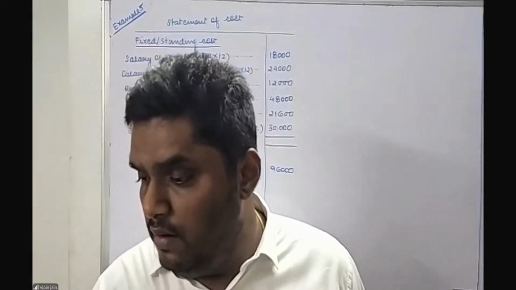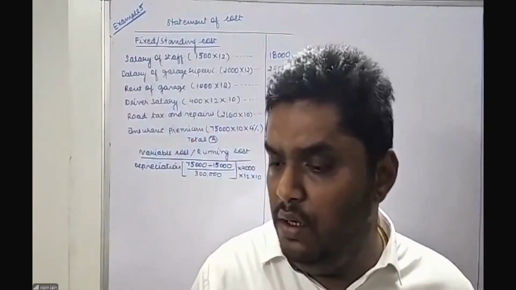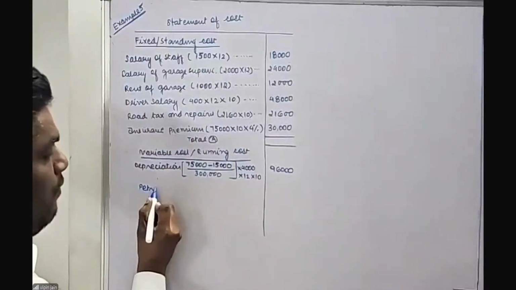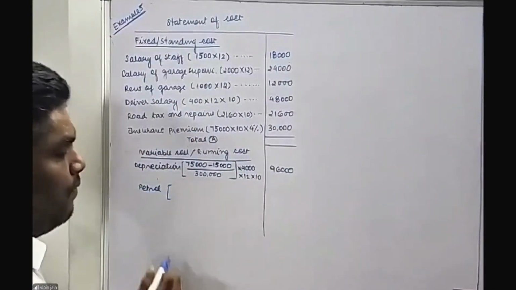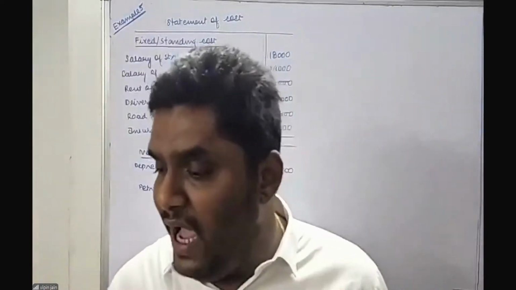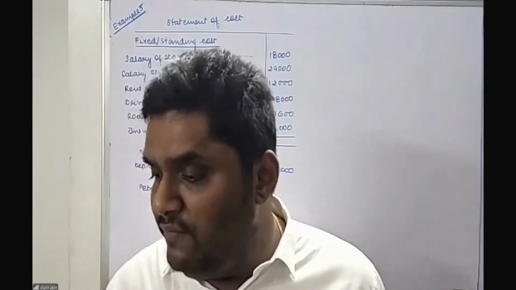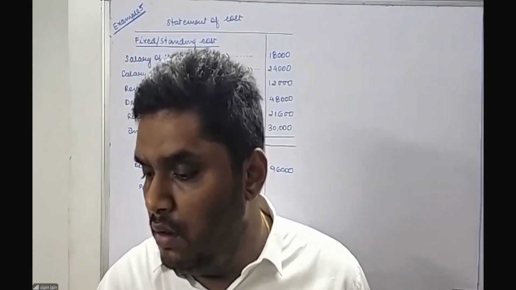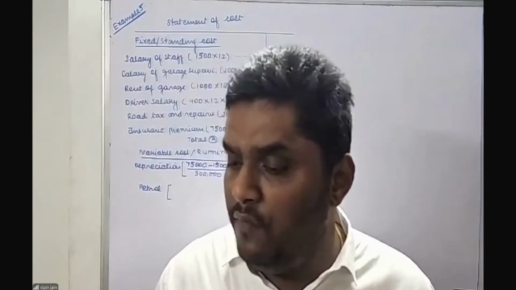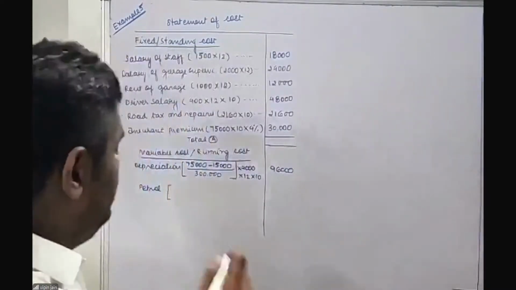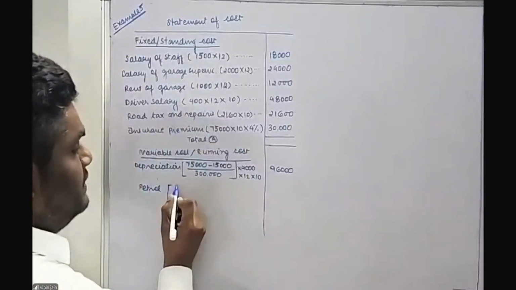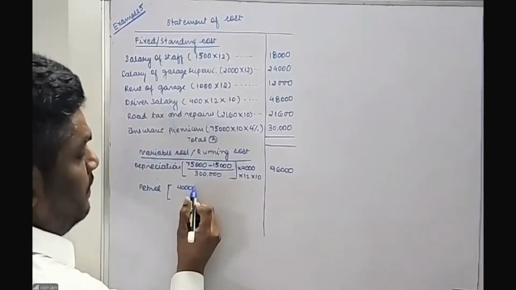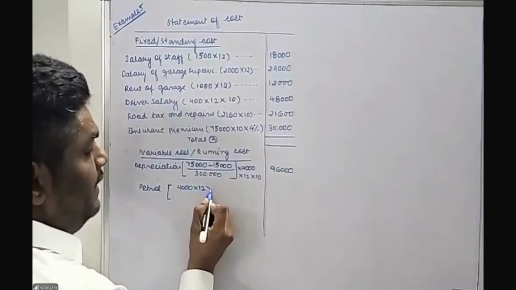Further, petrol is also a variable cost. On an average, a taxi runs 9 kilometers per liter of petrol, costing rupees 6.3. A taxi runs for 4,000 kilometers into 12 months into 10 taxis.